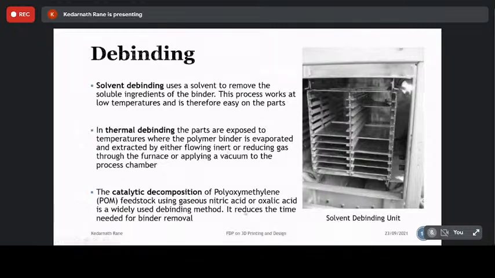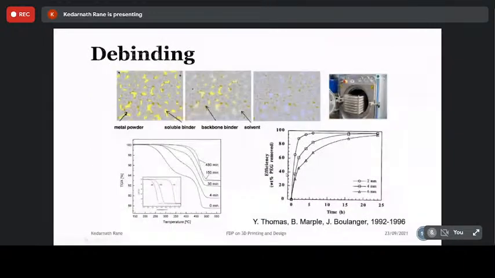When it comes to catalytic decomposition, they use some kind of acids because it's a typical polymer to get removed from the part, and you need to remove it in quick succession because it's nitric acid. And there is another system called supercritical CO2. I'm not going into details of this system, but to make the process commercially applicable, there are a lot of things going on to improve the process characteristics. How the process works is shown in the schematic.